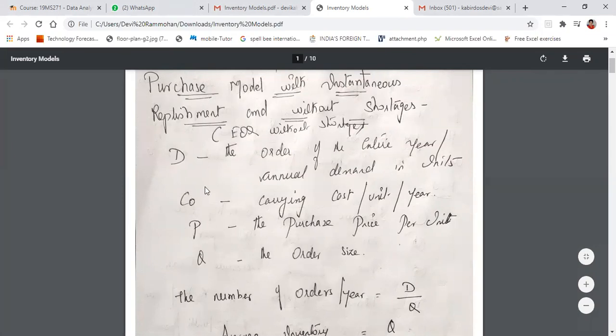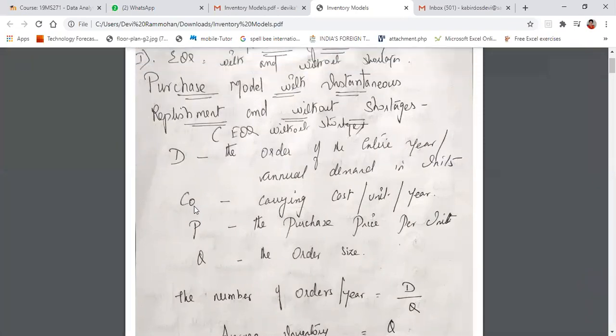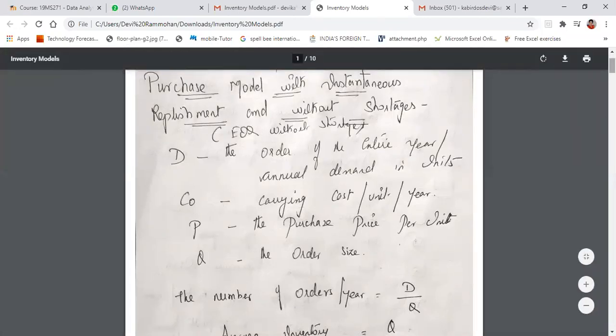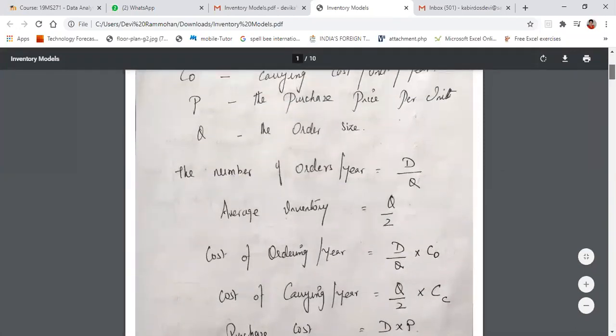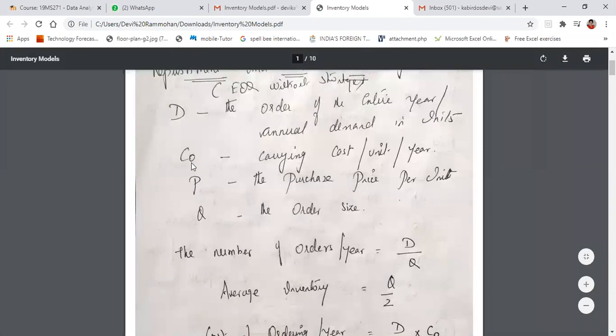Another one is the carrying cost. Sorry, CO is the ordering cost, which is CC here. I made a mistake. So CC is the carrying cost. CO is the ordering cost. I think that correction we have to make. And P is the purchase price per unit, and Q is the order size, right? So CC is the carrying cost, and CO is the ordering cost.